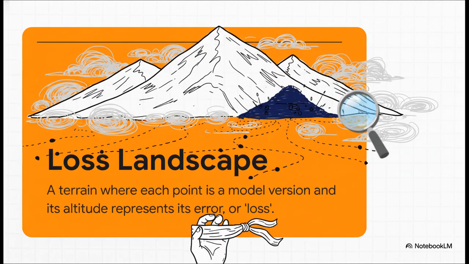Okay, I want you to picture this. Imagine a massive, totally fog-covered mountain range. We're going to call this the loss landscape. Now, every single point in this landscape, every peak, every valley, every little bump, represents one possible version of our AI model. And the altitude at that spot, that's how much error, or loss, that version of the model has. So what's the goal? Simple. Find the absolute lowest valley in the entire mountain range. The catch? You're basically blindfolded by all that fog.